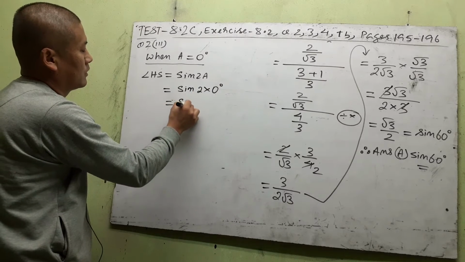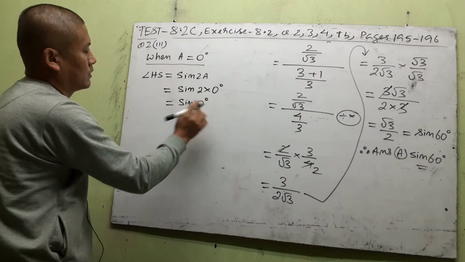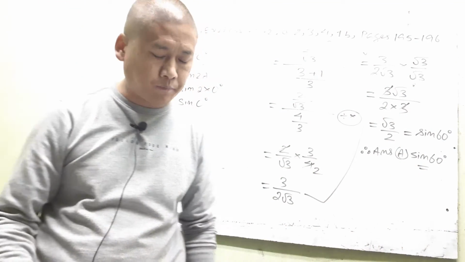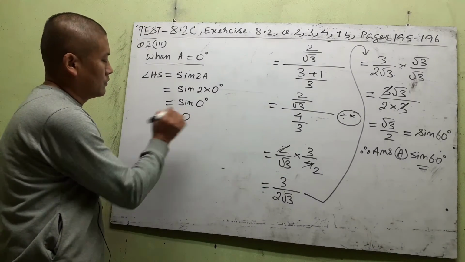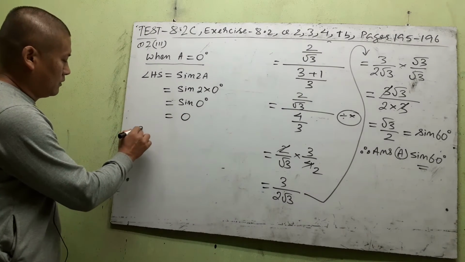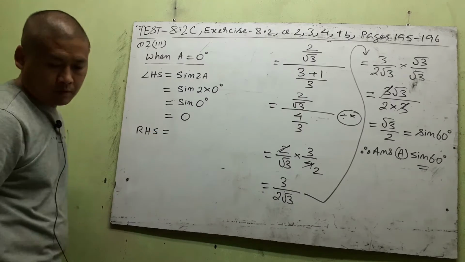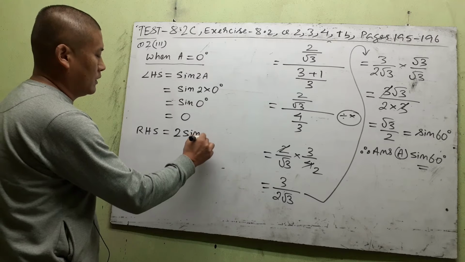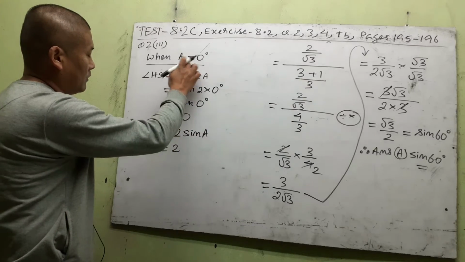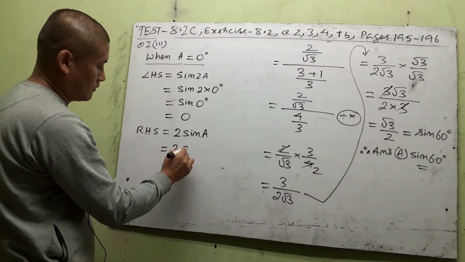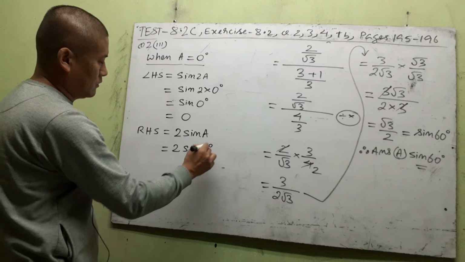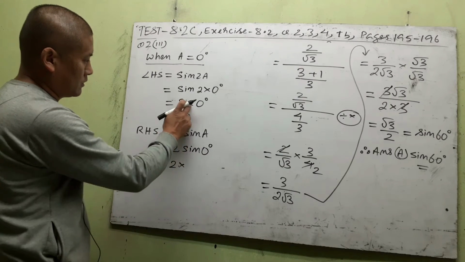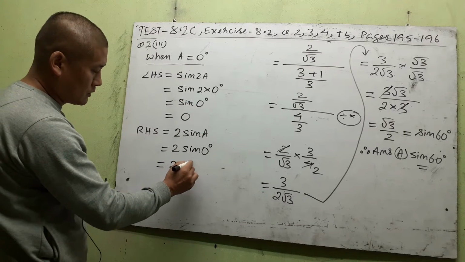So that is sine 0 degree, right? And we know that sine 0 degree is equal to 0. The value is 0. And the right hand side is equal to 2 sine a. When a equal to 0, right hand side will be 2 into sine 0 degree. Sine 0 degree, we know from the table, page 193, is 0.